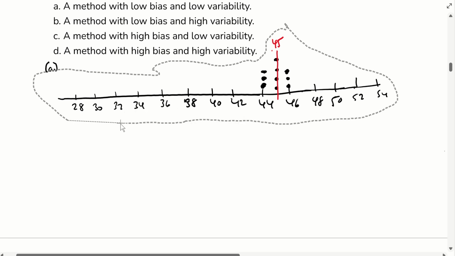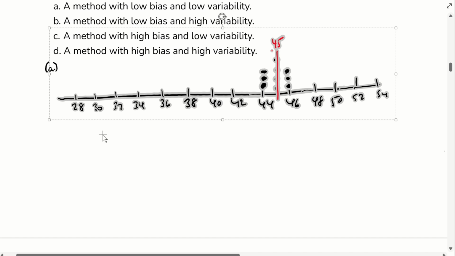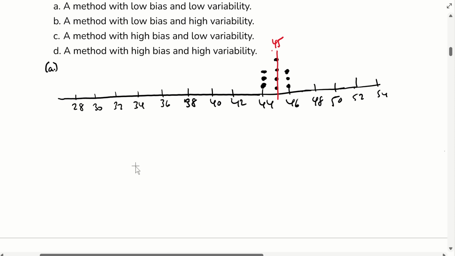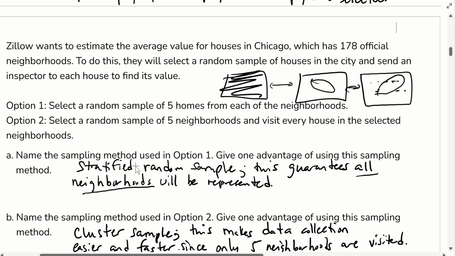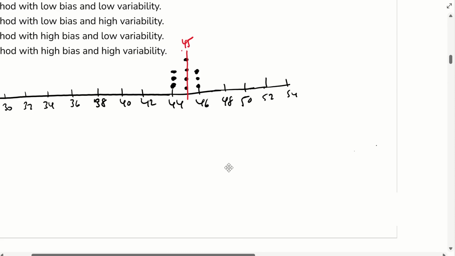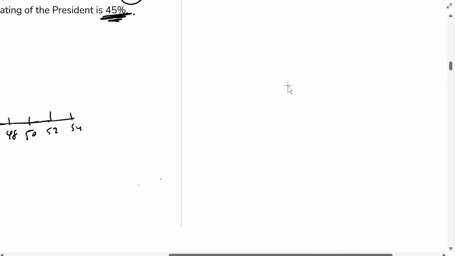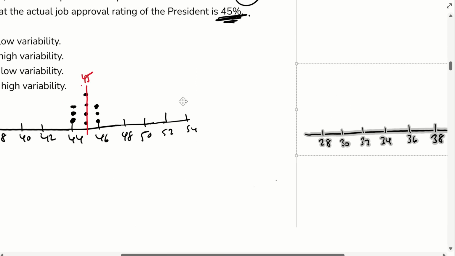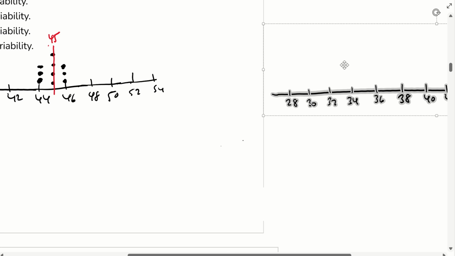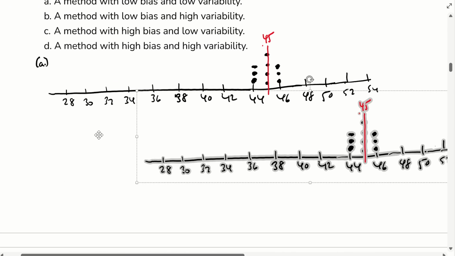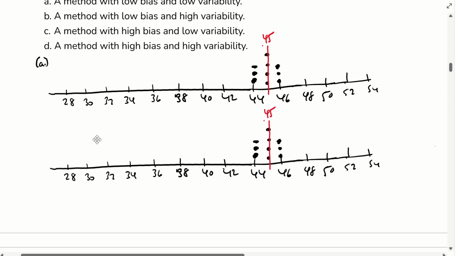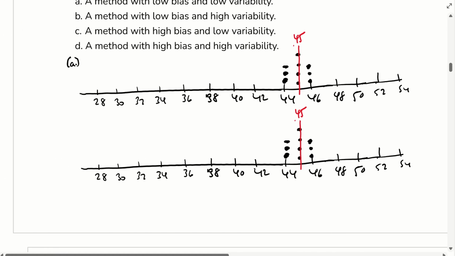What I'm going to do is copy this so that we can do the other ones. Here, let me do it over here. Okay, so that was part A. We'll do part B over here. Okay. So let's do part B.